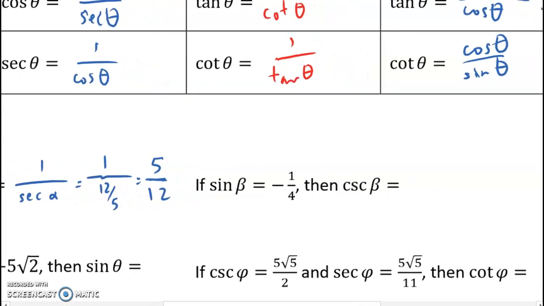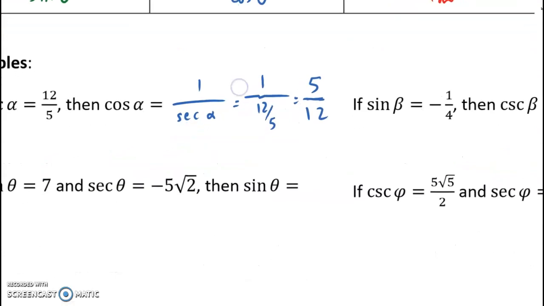Same deal over here. The sine of beta is given as negative 1/4. Cosecant of beta is the same thing as 1 over the sine of beta. But if I know that the sine of beta is the same thing as negative 1/4, then I can just say, oh, 1 divided by negative 1/4 is negative 4, and that's going to be our cosecant of beta.